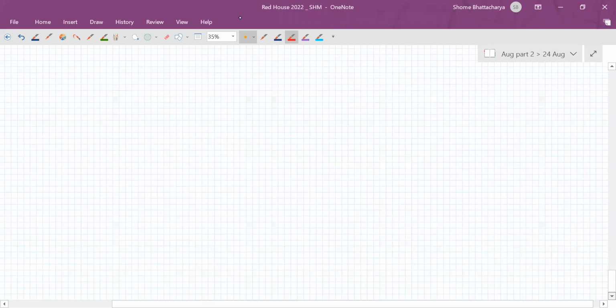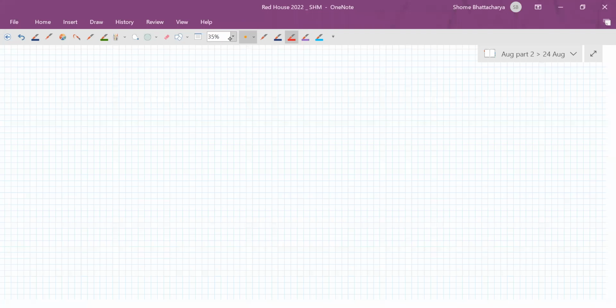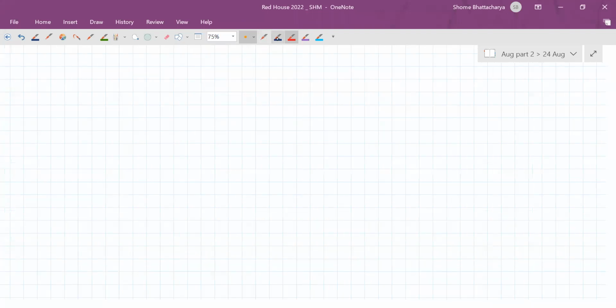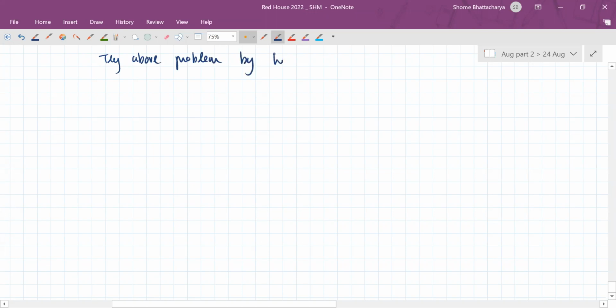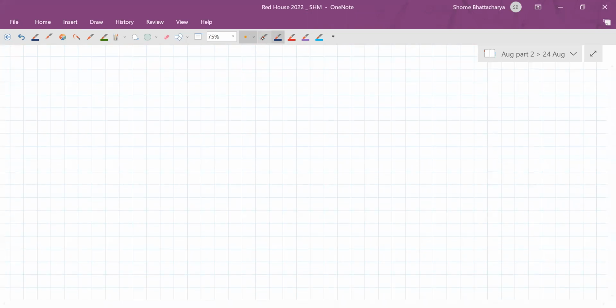Okay, so these are some examples of SHM of spring mass systems and the application of work energy. So later you try the above problem by the work energy relation method also. You see, it gives you more or less equally efficient method of solving the problem. Okay. Now let's move on to the next part of this chapter.